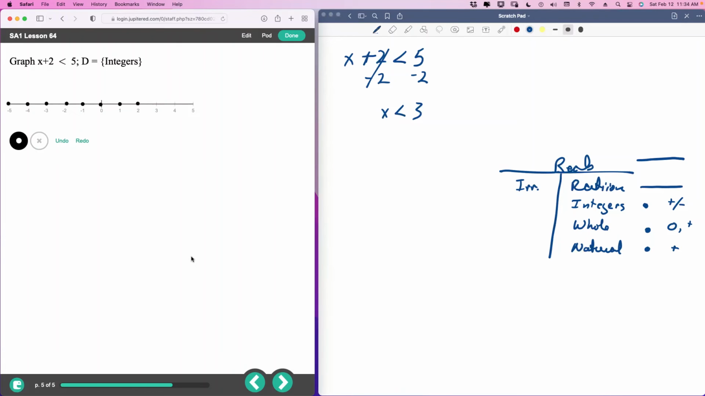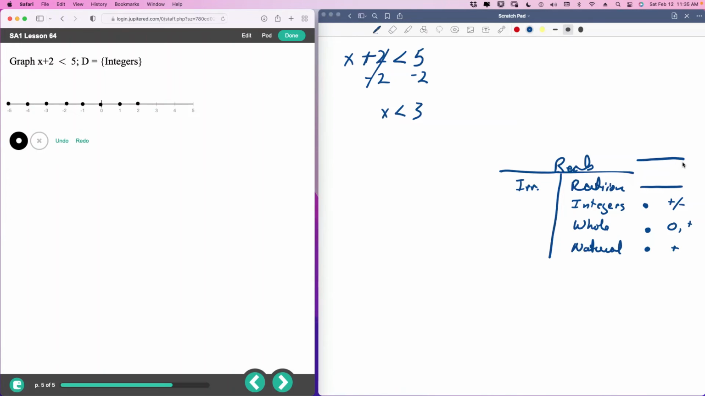All right, sweetheart, go back, redo lesson 64. This is not hard. It's just a different way of looking at numbers. Write this down in your notebook cover so that you can see it.